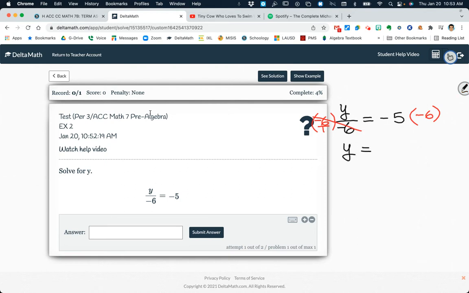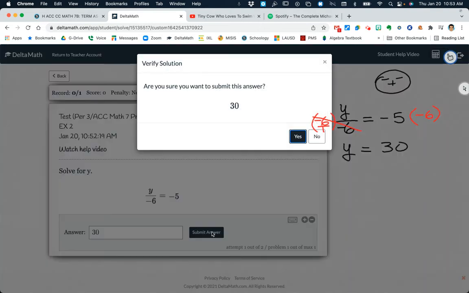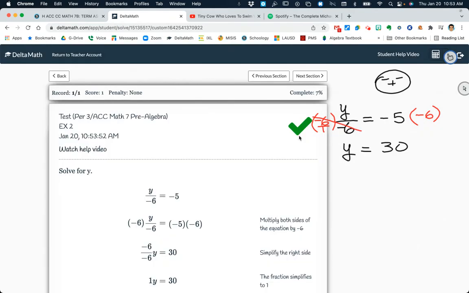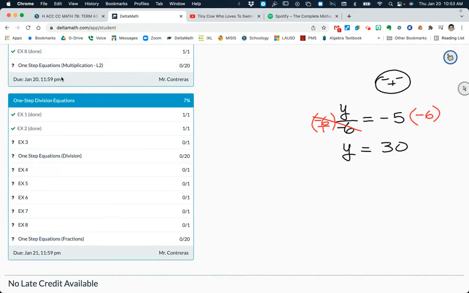And what does y equal? 30, positive 30. Negative times a negative is a positive. Okay, so remember our rule. Negative times a negative is a positive. So the answer here would be positive 30. Okay. So let's do example 3.